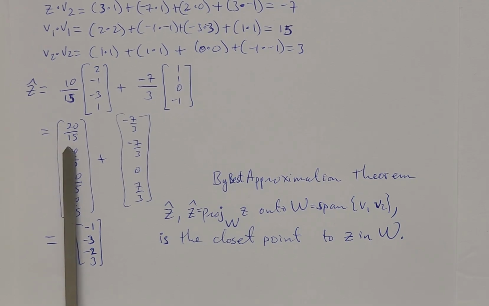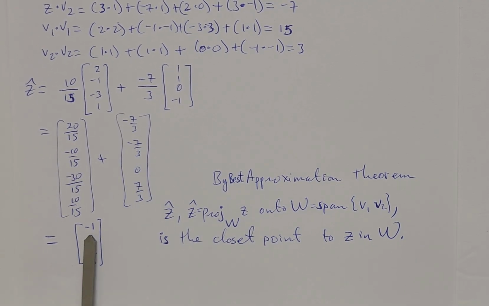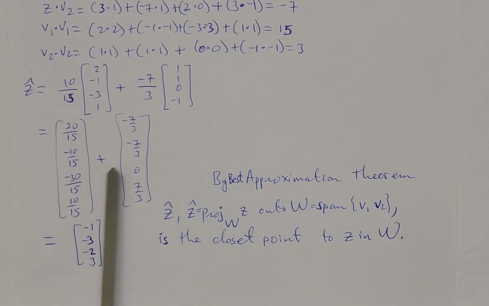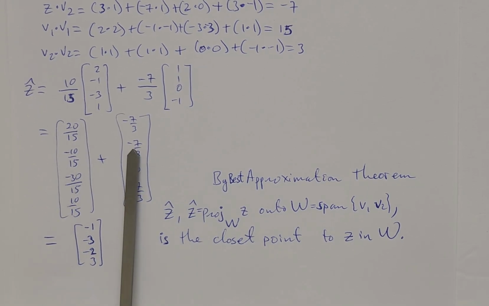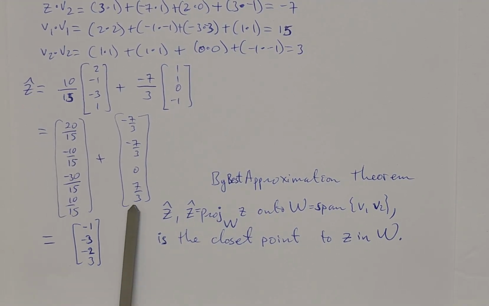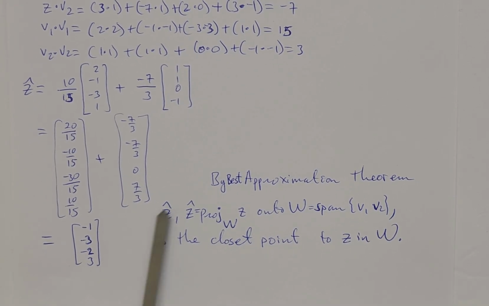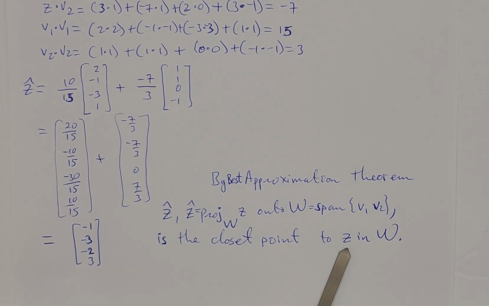So 20 over 15 plus negative 7 over 3 gives me negative 1, since they're both negative. Okay, so it stays negative. This over here comes out to be 2, negative 2. This added to 7 thirds gives me this 3. So z hat is the closest point to regular z.